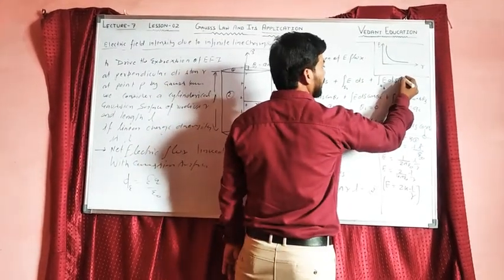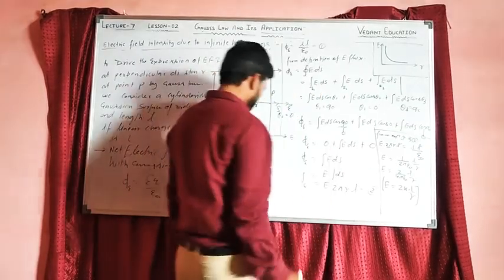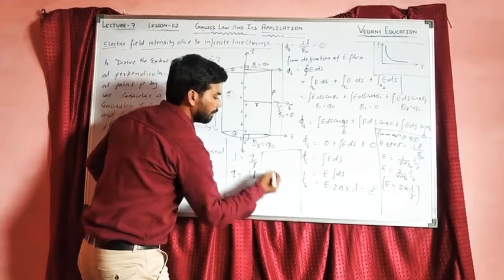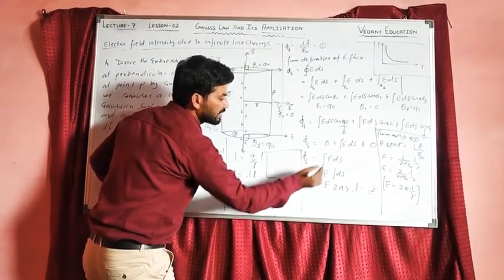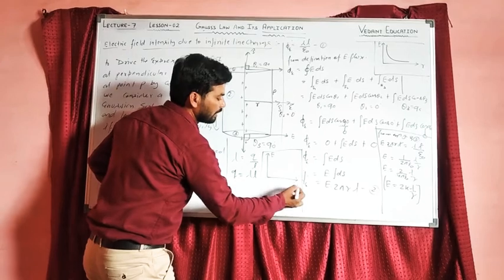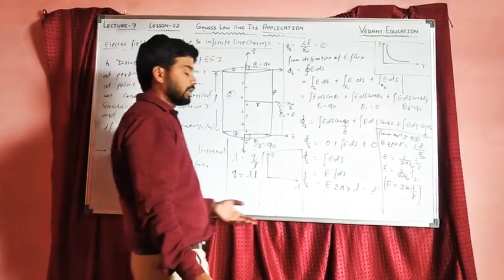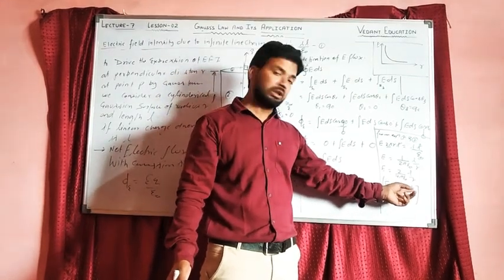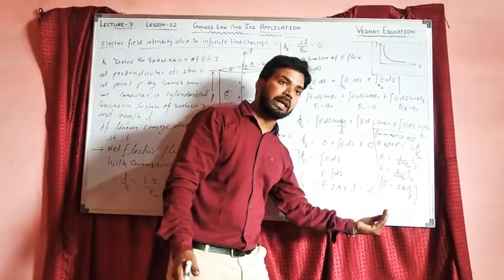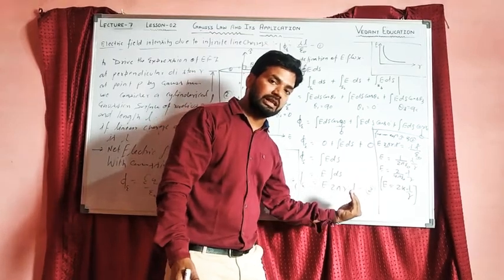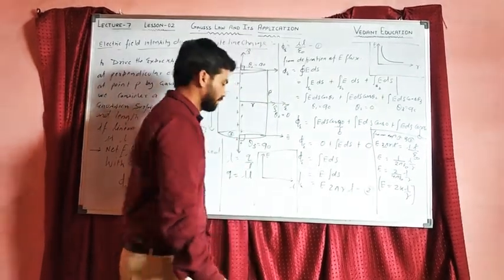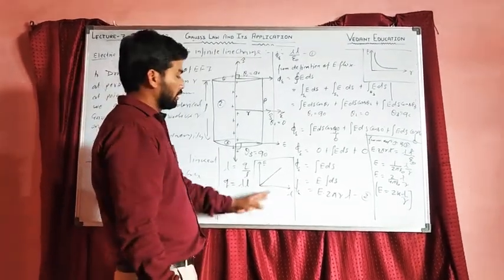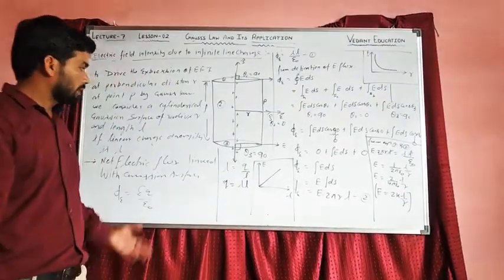But if you plot the graph between electric field and linear charge density, E and lambda, then you can see E is directly proportional to lambda. So as lambda increases, the electric field intensity will also increase. So the graph will be this. Guys, clear? Got it? Let's see once again.